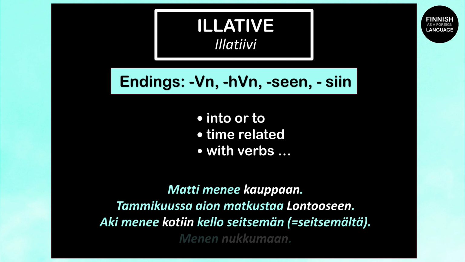Next one. Aki menee kotiin kello 7. Means Aki goes home at 7 o'clock. Kotiin is the illative case of the word koti, and it means to home, towards home. So let's repeat again. Aki menee kotiin kello 7. Aki goes home at 7 o'clock. And the illative case is also used in other combinations as menen nukkumaan.